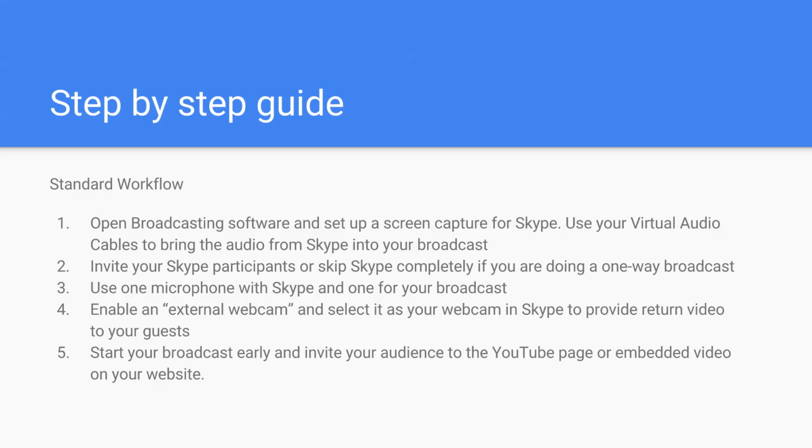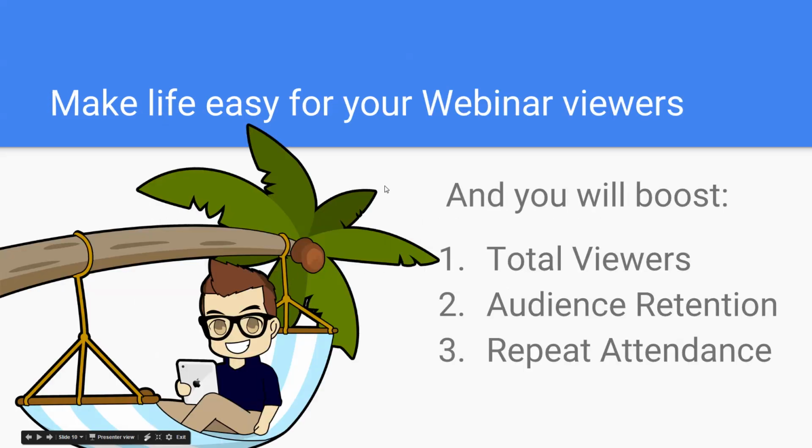You can use what's called an external webcam. That is kind of an important part of hosting your own live show and doing this type of stuff. That gives the far end of your Skype call what's called return video, and it allows them to see what's on the show when they're live. And then finally, just start your broadcast a little early, invite your audience, and everyone will get notified automatically.